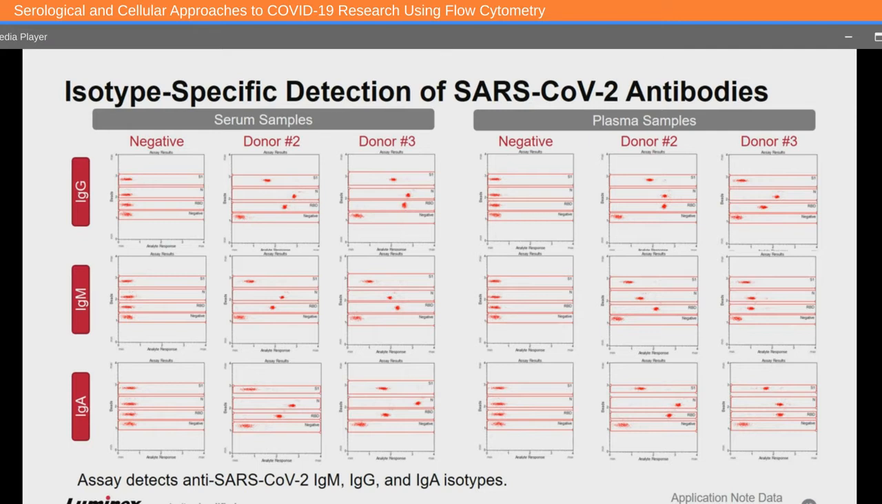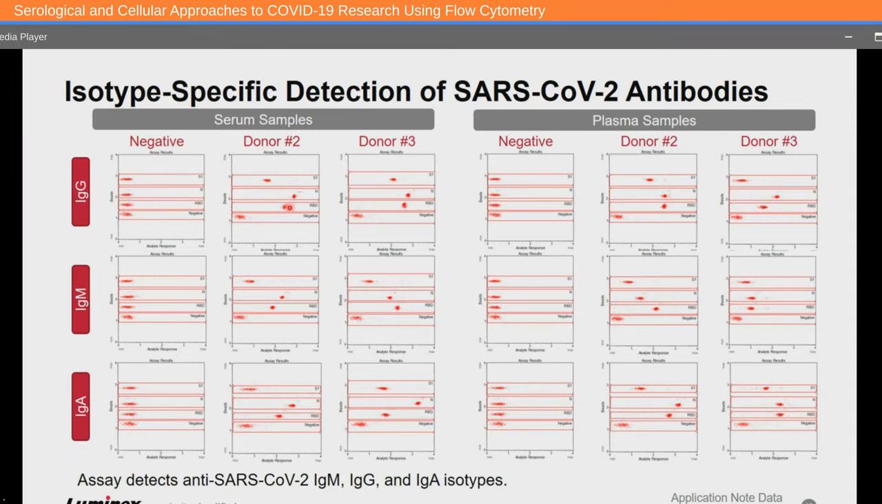The slide here shows you examples of data obtained by analyzing serum samples on the left and plasma samples on the right using the Guava SARS-CoV-2 multi-antigen antibody assay. For negative samples, we observe from the plots that all 4 beads line up and there is no shift of the beads in the analyte response direction. This means there are no antibodies against SARS-CoV-2 antigens present in the sample.